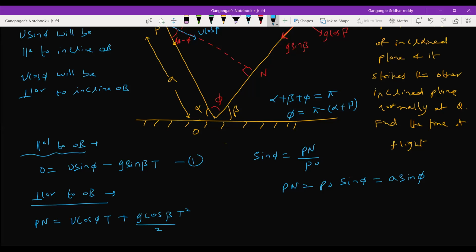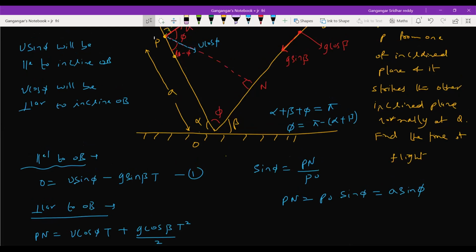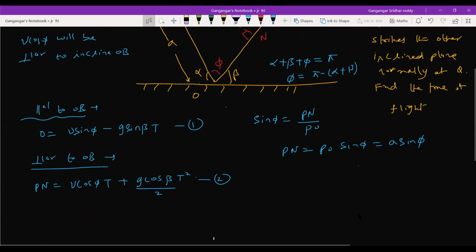Try to see all the things in the diagram, and I'll make it visible. Writing this equation 1, 2 is what the concept. As it moves from P to Q, what is the displacement perpendicular to incline OB is equal to Pn. So Pn equal to U cos phi T plus G cos beta T square by 2. So what is further Pn? Pn is equal to A sine phi.